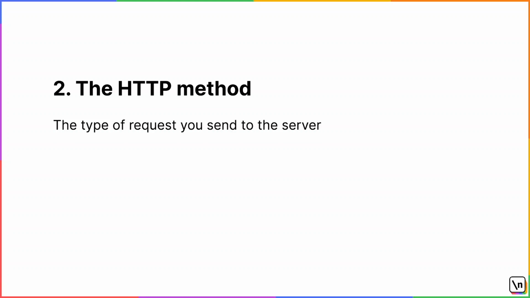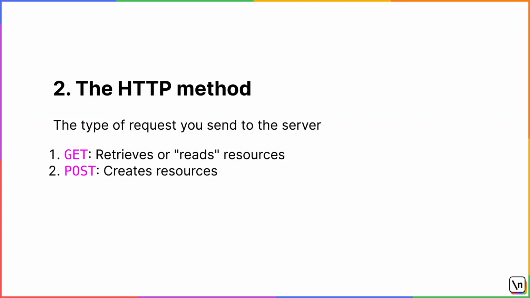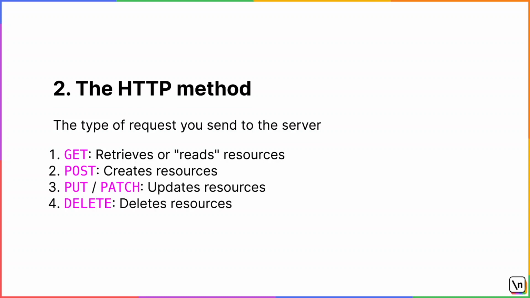And there are 5 common types of HTTP methods. There's get, post, put, patch, and delete. And they're used to perform 4 possible operations: create, read, update, and delete. CRUD, as you may have heard before. So first we have get. Get retrieves or reads resources. Post creates resources. Put and patch both update resources. And delete, as you can imagine, deletes resources.